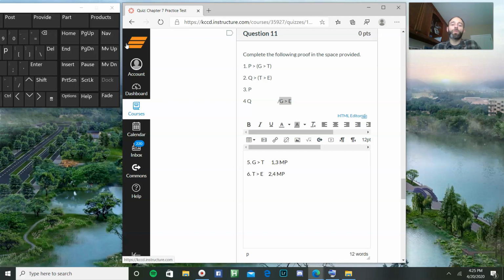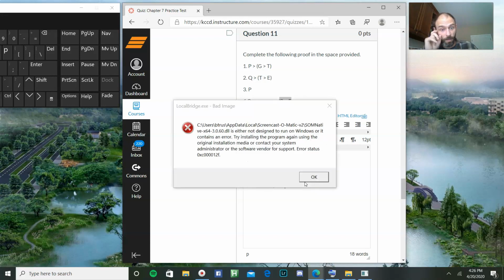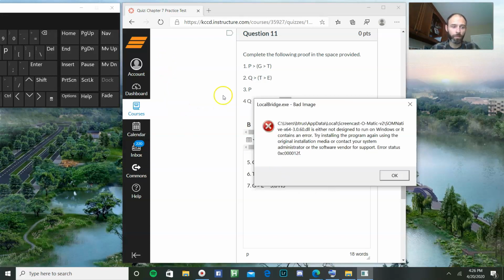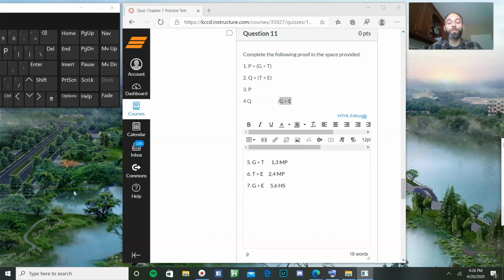All right, so now that we have G horseshoe T and we have T horseshoe E, what we're trying to get is G horseshoe E. So we would do hypothetical syllogism, cut out the middleman, we'd get G horseshoe E. And that was 5, 6, hypothetical syllogism. And look, now we got the conclusion we were looking for. We justified all our steps on the line in which we gave that answer. So that's what the proofs will look like.